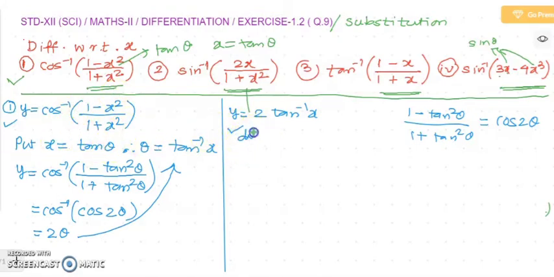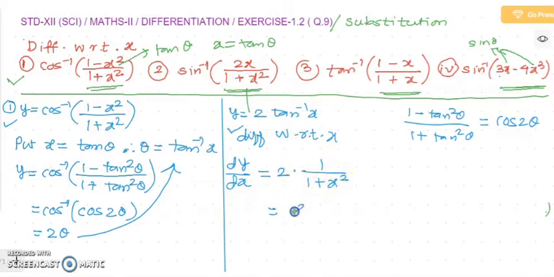Therefore, differentiating with respect to x after this step gives us dy by dx is equal to 2 tan inverse x's derivative. 2 is a constant that comes out, and derivative of tan inverse x is 1 upon 1 plus x square. So you can consolidate this all as 2 upon 1 plus x square, and this is dy by dx.